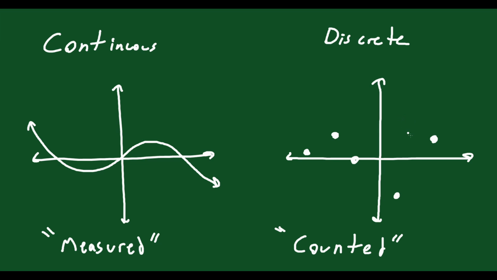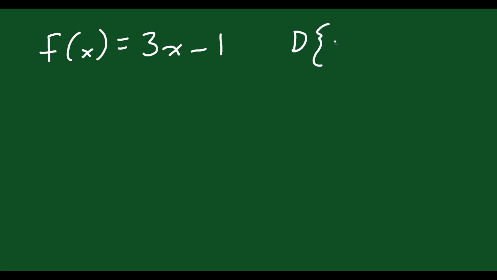Now let's look at an example of a discrete function. Let's say you have f of x is equal to 3x minus 1. Well, right now we don't know if this is continuous or discrete. In order to know which one it is, we have to define the domain. And so if the domain for this function is given to us as -2, -1, 0, 1, and that's it, then we only have these four x values.